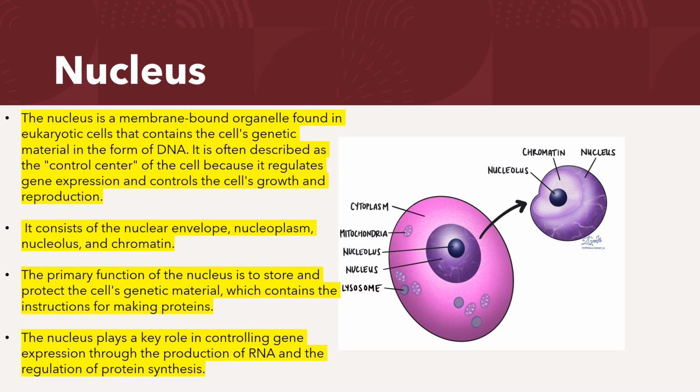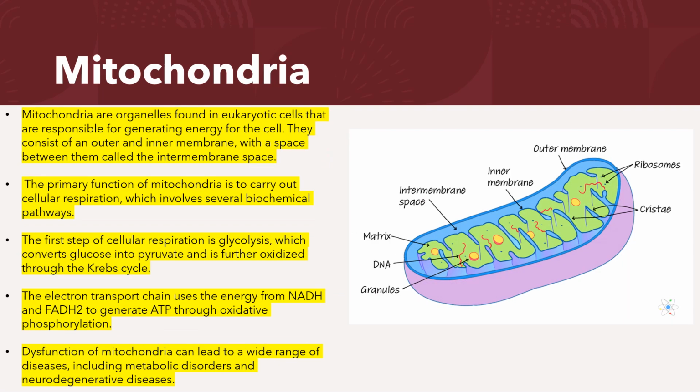In summary, the nucleus is a membrane-bound organelle that stores and protects the cell's genetic material. It plays a key role in controlling gene expression through the production of RNA and the regulation of protein synthesis, which is essential for the proper functioning of the mitochondria.